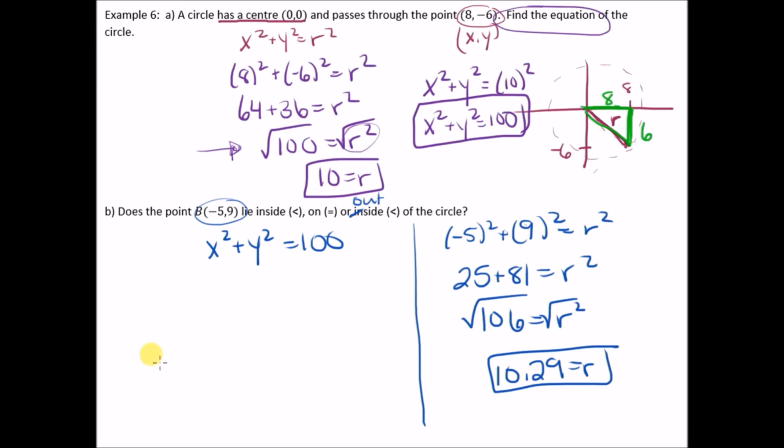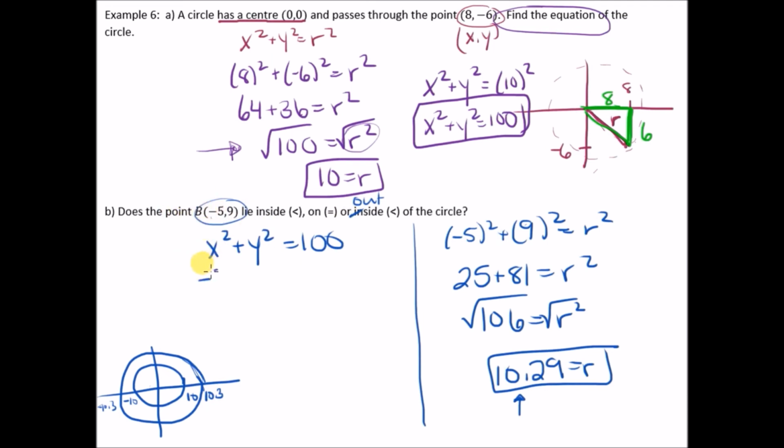Okay, to visualize, I have a circle centered at 0, 0. The radius is 10. So that point would be 10, and that would be negative 10. I have another circle centered at 0, 0. The radius is now 10 point almost 3. And this would be negative 10.3. So this point that lies on this outer circle, because this 10.29, the radius is greater than ours, it lies outside of the circle.